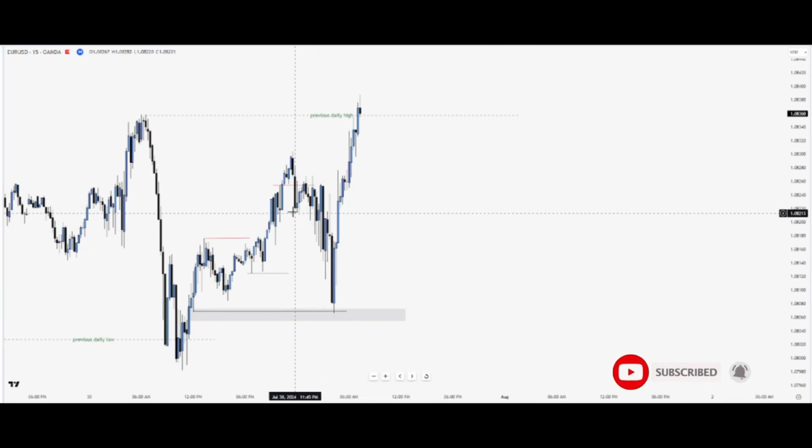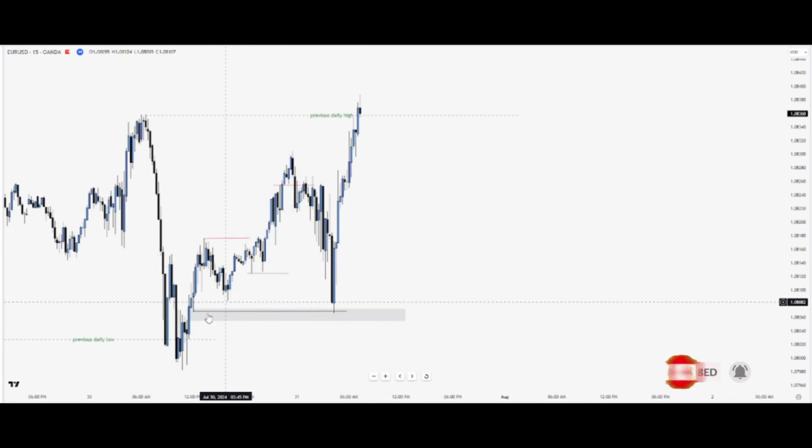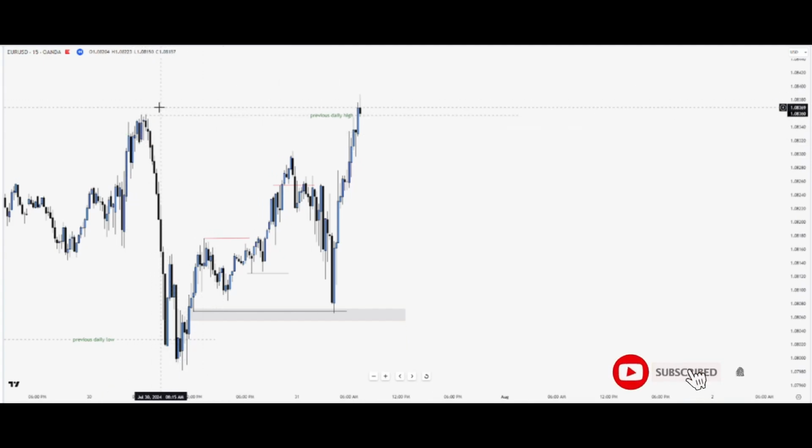So you can see how price took out all this inducement right here, reaching for deeper discounts, which is this particular imbalance. And why price was doing that, price was taking out previous session liquidity, which is this particular previous session low right here. And you can see how after price took out that liquidity, price pushed all the way to the buy side, attacking this particular previous daily high, which is our draw on liquidity.